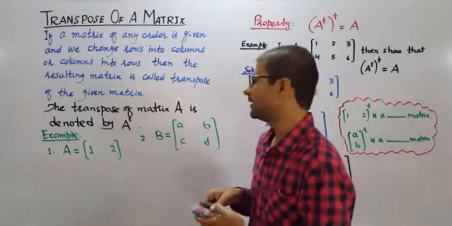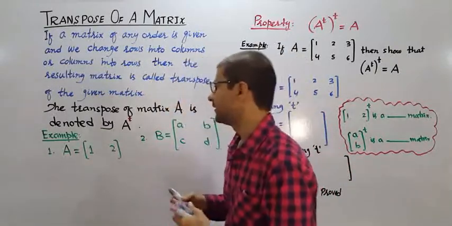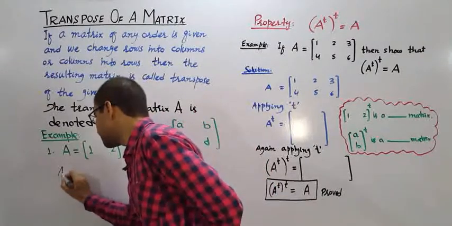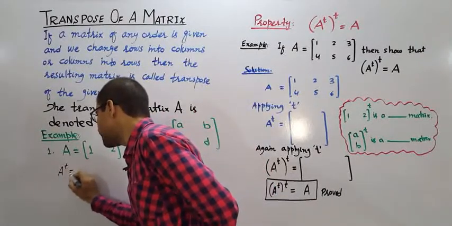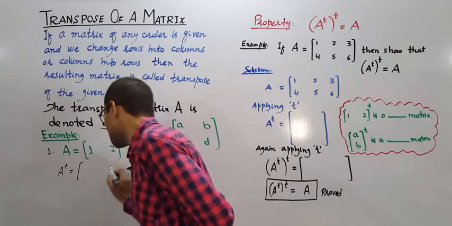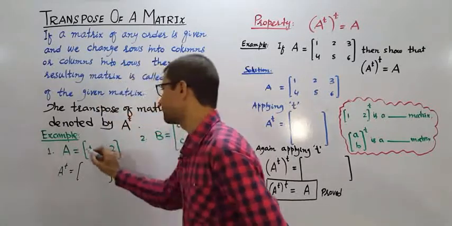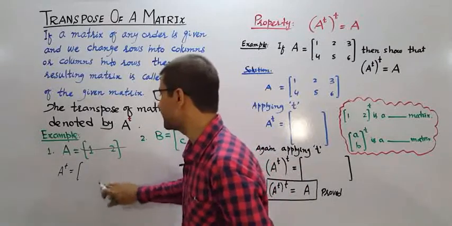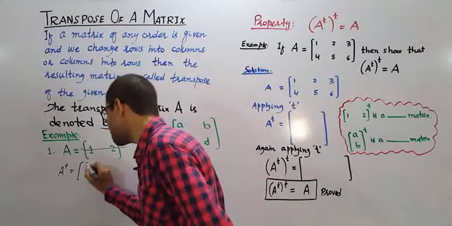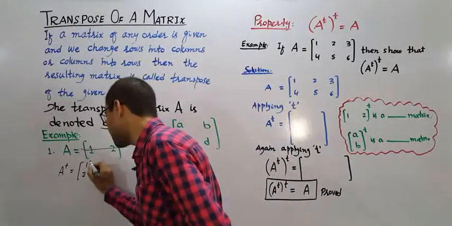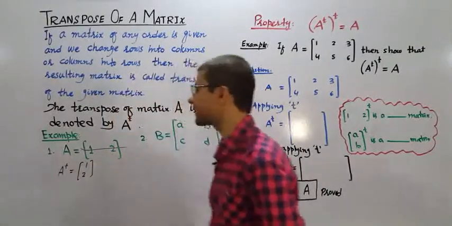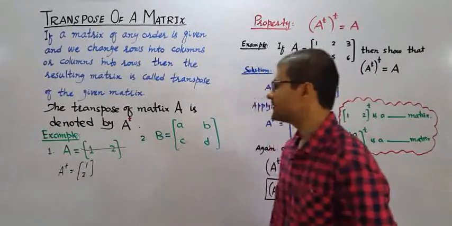For example, if we have matrix A, for transpose, what we have to do? We just change rows into columns. It contains one row, so if we change this row 1 2 into a column, then this is the transpose of the given matrix.